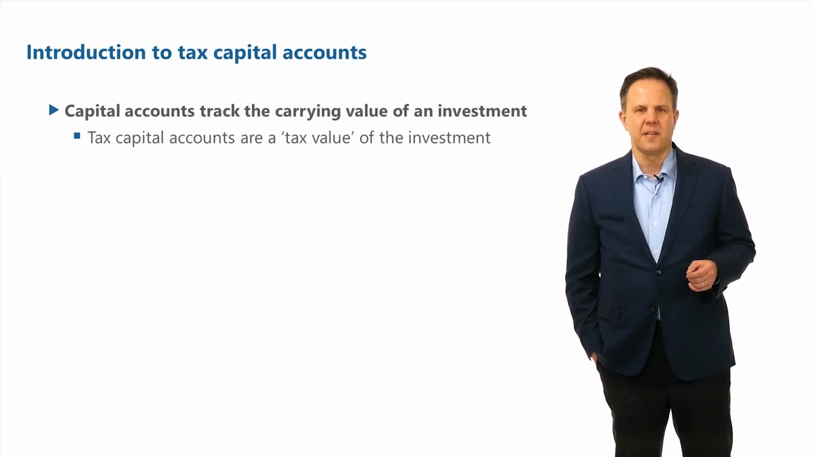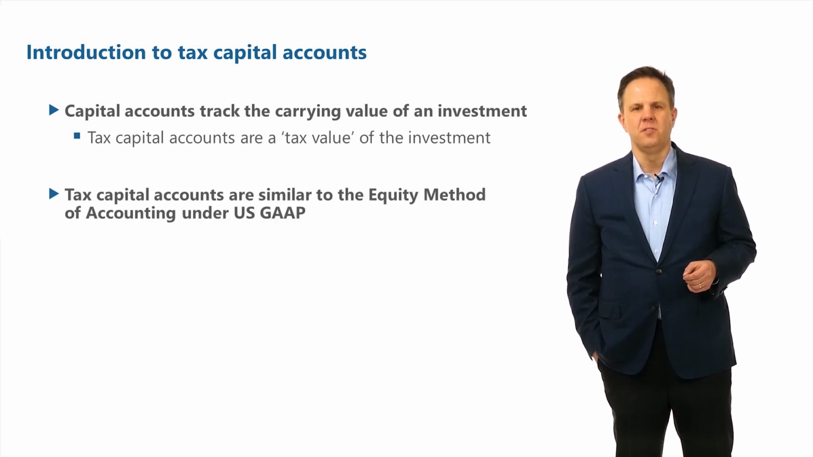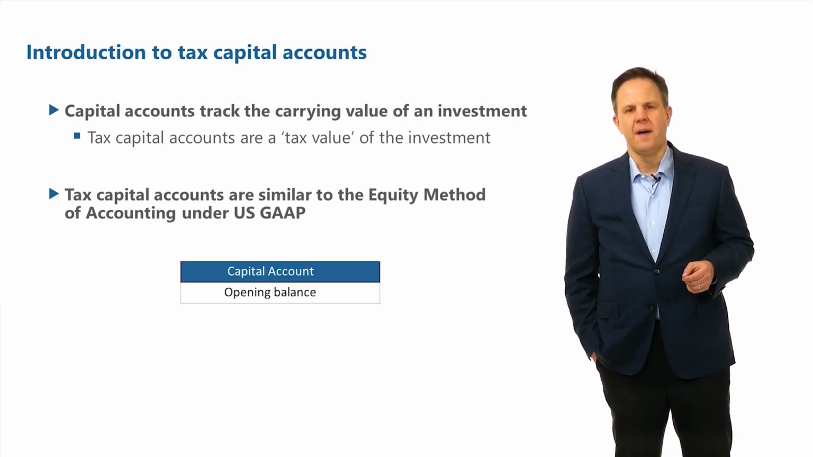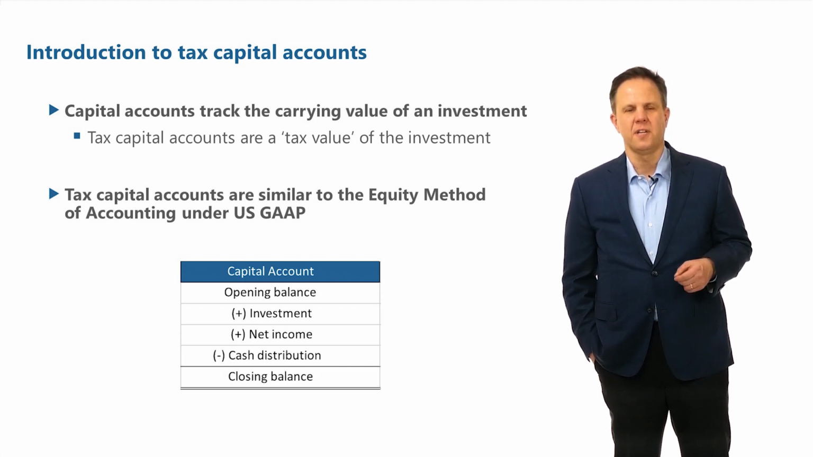A typical tax capital account works in a manner quite similar to the equity method of accounting under US GAAP. We start each period with an opening balance, after which we add the cash investment and the income from the project. Or if there are losses, those are subtracted. And then we decrease the balance by the cash distributions to get to the closing balance for the year.